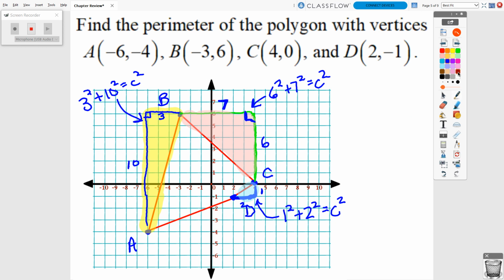And then last but certainly not least, from D, we could drop down and then shoot over horizontally to A. So there's our natural 90-degree angle. And so here is 3. And then went from 2 to -6. That's going to be a length of 8. So this would be 3 squared plus 8 squared equals C squared. And so then I have to do the Pythagorean theorem 4 times, right? I need to figure out how much this C is worth, how much this C is worth, how much this C is worth, and how much this C is worth.